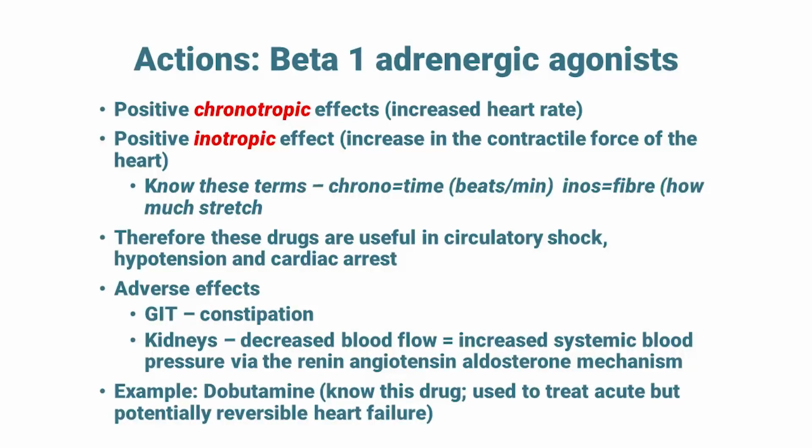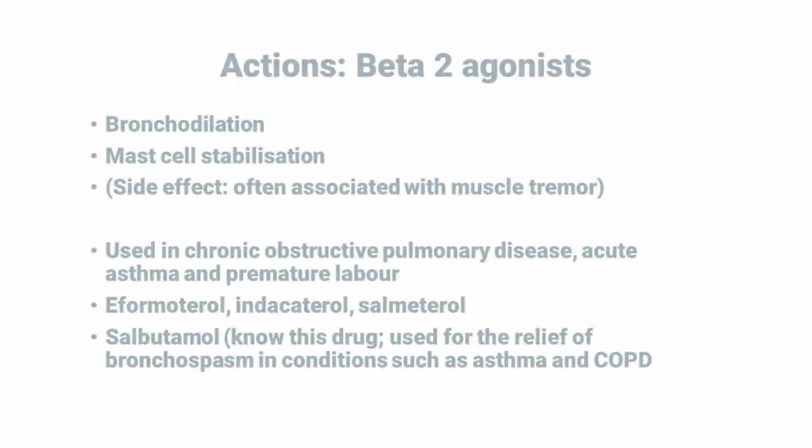And because of the actions of these medications, they're most useful in circulatory shock, hypotension, and cardiac arrest. So they're, once again, a medication that's used in acute heart failure, and they're used in a hospital setting, and they're normally injected. The one selective beta-1 agonist that I'd like you to remember is dobutamine. So you should know the drug just by the fact that it is a selective beta-1 agonist, and you probably don't need to know much more about that.